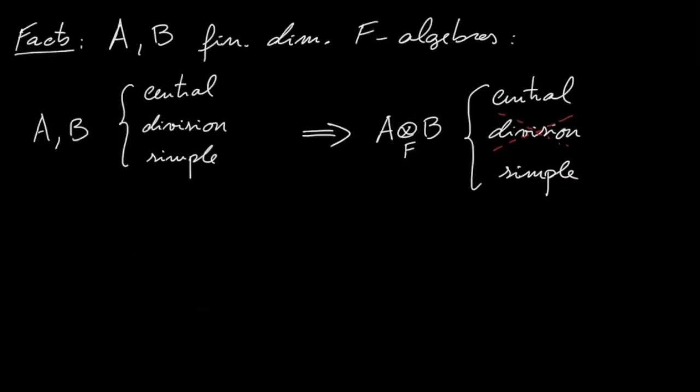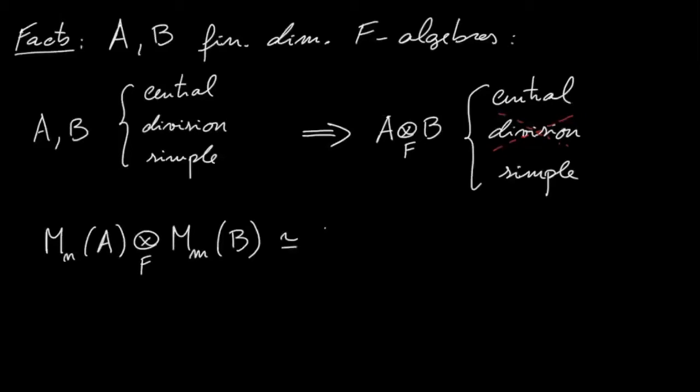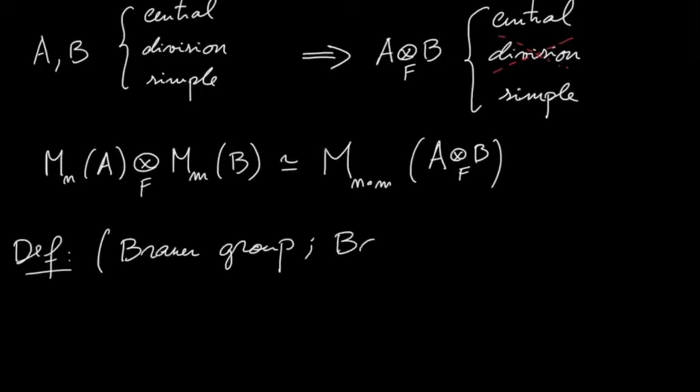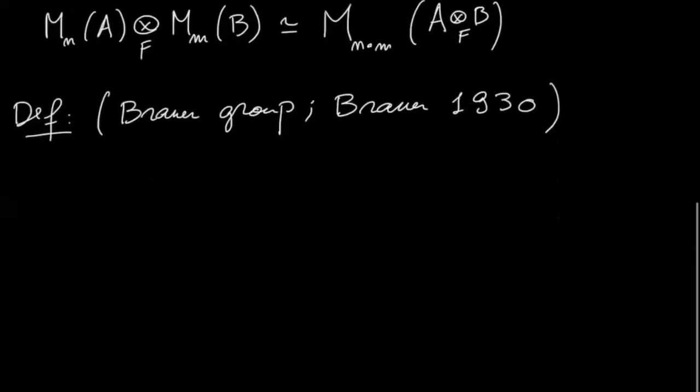Another important fact is that if we have n by n matrices with coefficients in A, and we tensor them over F with m by m matrices with coefficients in B, we get something isomorphic to matrices of size n times m by n times m with coefficients in A tensor B over F. And so using these two facts, we can actually define the Brauer group, which was introduced by Brauer in 1930. It is defined as follows.